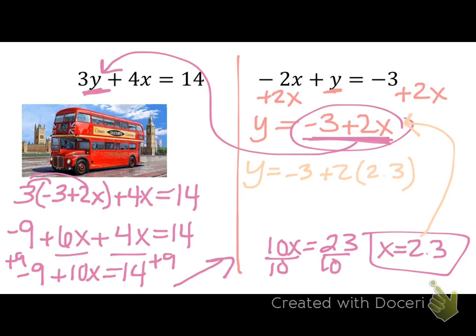Okay, so 2 times 2.3 should give you 4.6. Negative 3 plus 4.6 should give you 1.6. So then my y should equal 1.6. Again, check your answers. Plug them back into both original equations and make sure both sides equal each other.